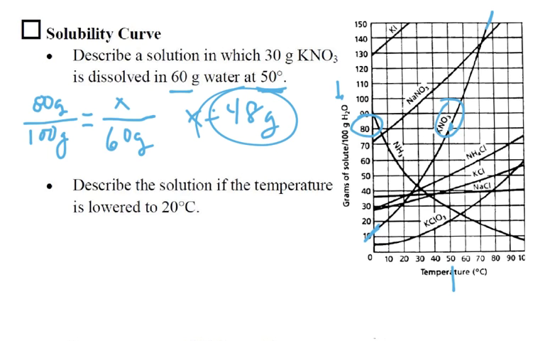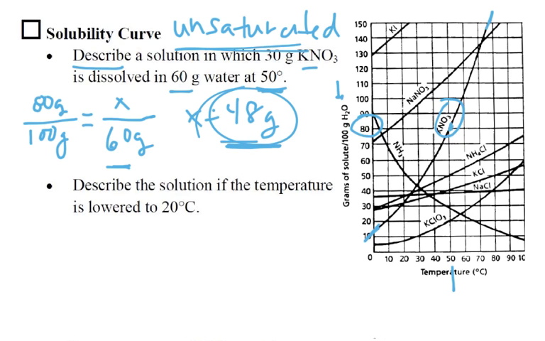So the idea is a 60 gram saturated solution could hold 48 grams of solute KNO3, but we only have 30 grams of solute. So how do we describe that solution? If it can hold 48 but it only has 30, then that's an unsaturated solution. The possible answers here would be saturated, unsaturated, or supersaturated. And in this case it would be an unsaturated solution because it could hold 48, only has 30.